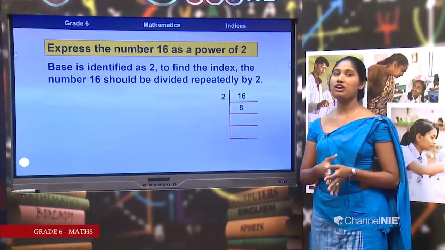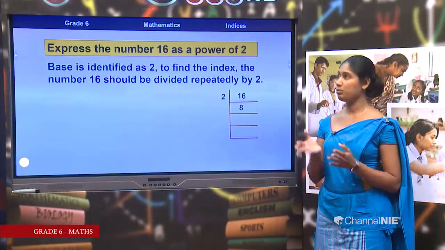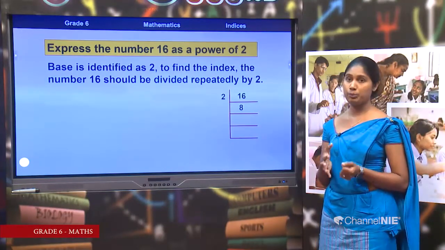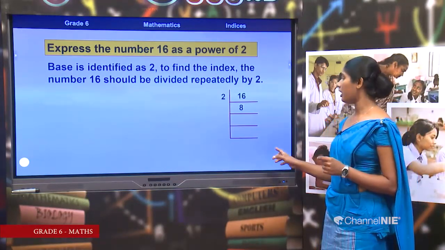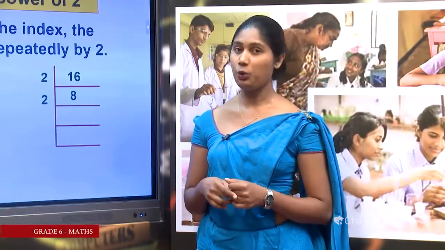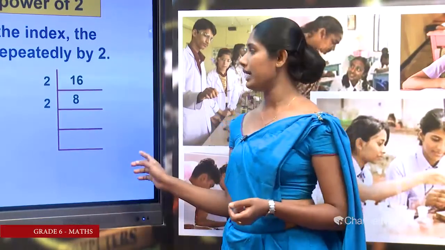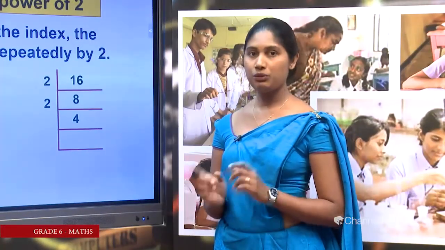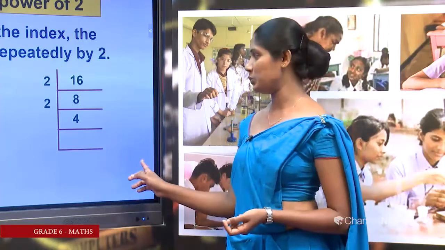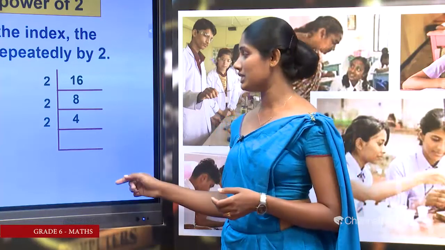Again we have to divide this number. What is the number we have to use? That is 2 because we have to write this as a power of 2. That's why I use 2 here. Then tell me what is the answer. Okay, my dear children, 8 we have to divide by 2, that is 4. 4 also we have to divide by 2. Then after dividing that, the answer is 2.